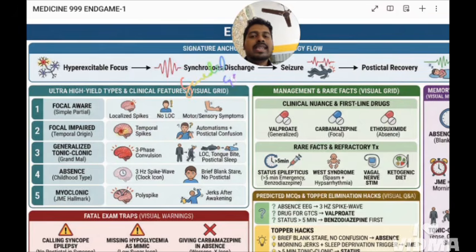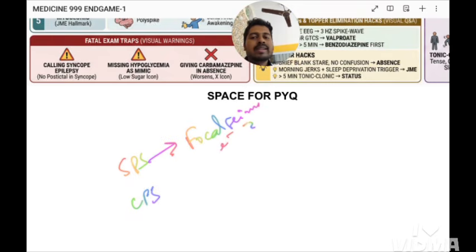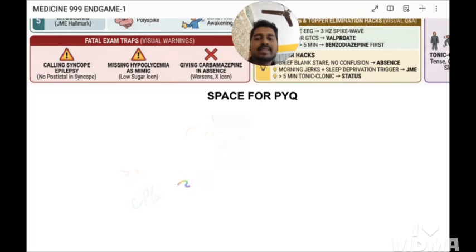Now we call it GTCS, generalized tonic-clonic seizures, and earlier we used to call focal seizures simple partial seizures. Focal seizures are now described with awareness and with impaired awareness. Earlier the terms were simple partial seizure and complex partial seizure. Simple partial seizure is now known as focal seizure with intact awareness. It means your awareness is normal, you'll just have movements, that is seizures. Complex partial seizure is now known as focal seizure with impaired awareness.